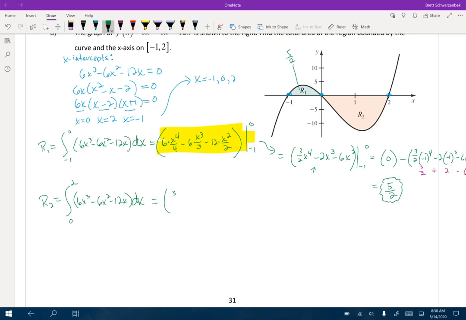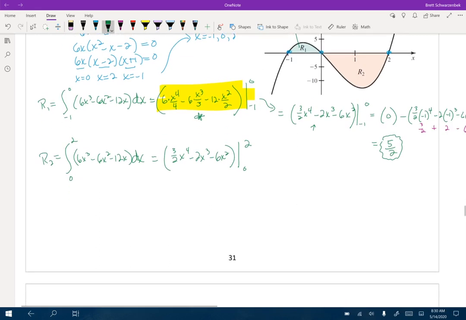So we're going to get 3/2 x to the fourth minus 2x cubed minus 6x squared, and we're going to evaluate from 0 to 2 this time. Why? Just skip this step because that's just your work step. You already know what you're going to get. It's the same exact function.